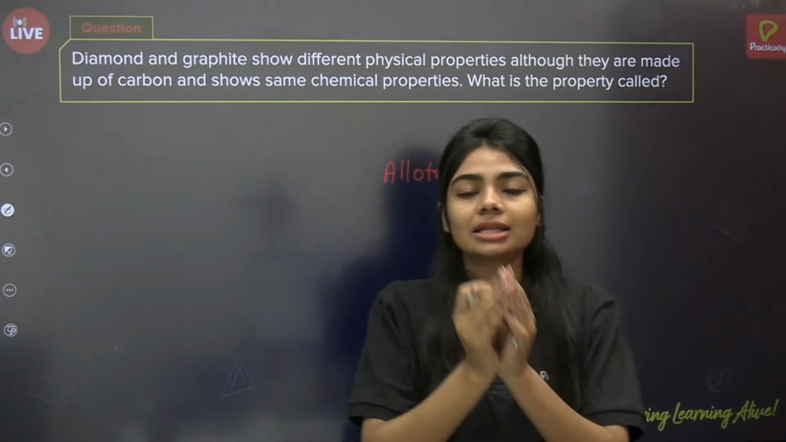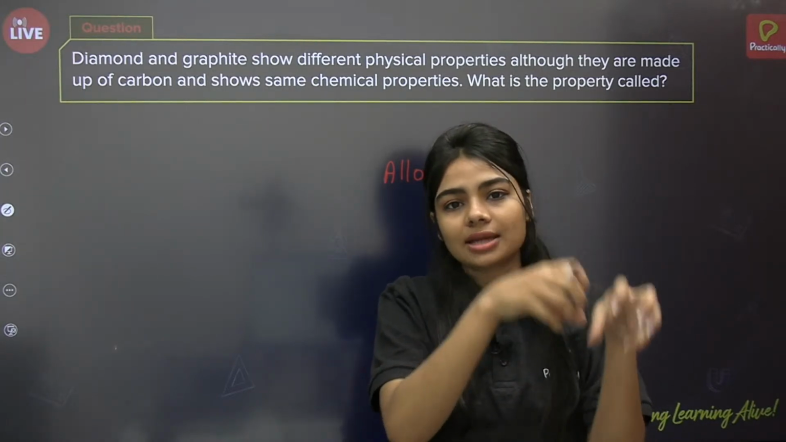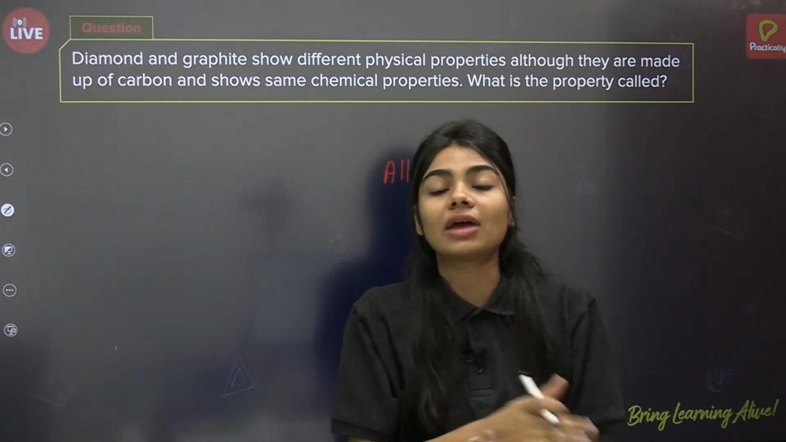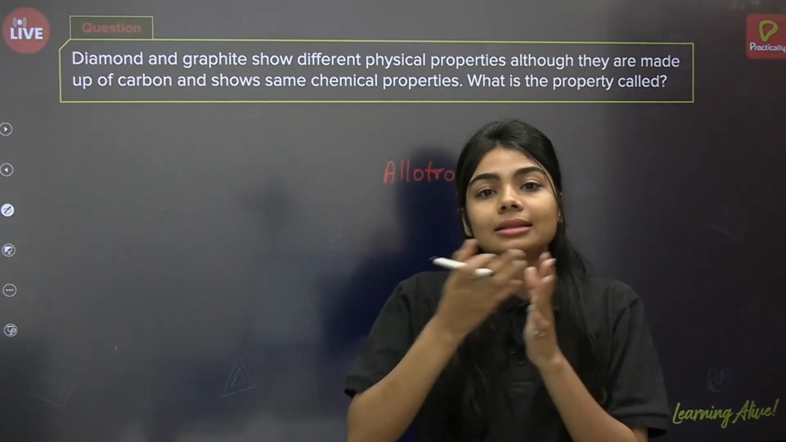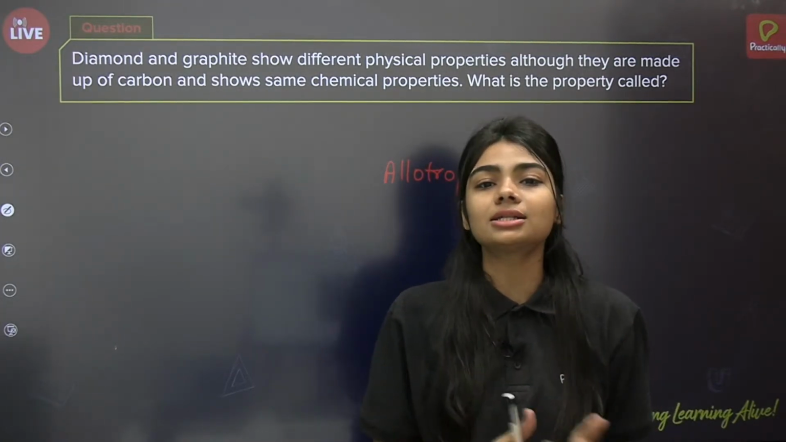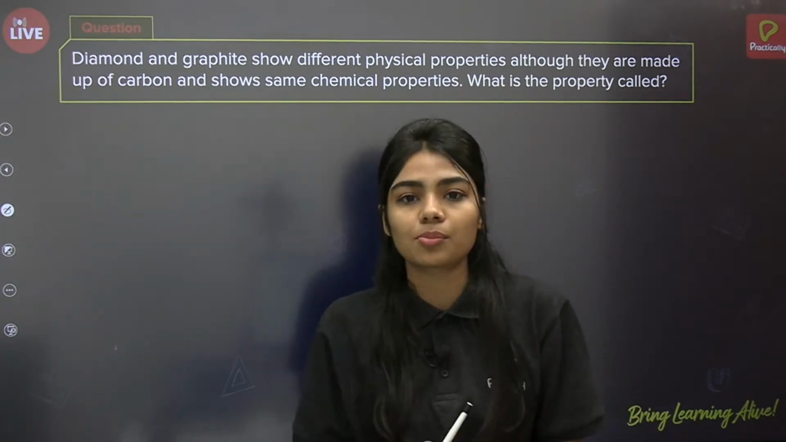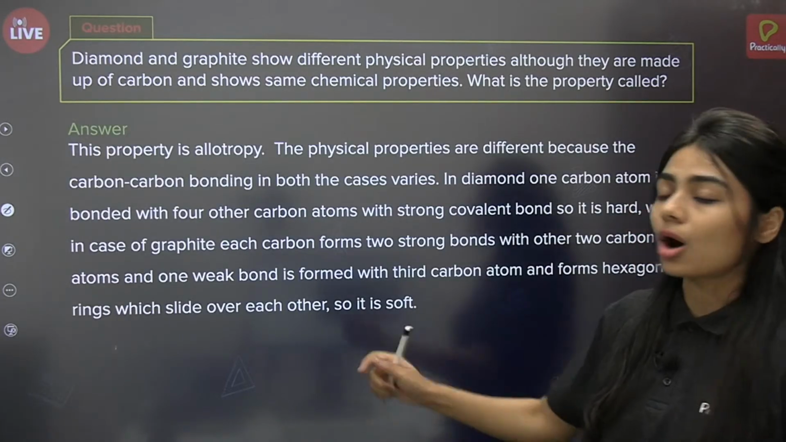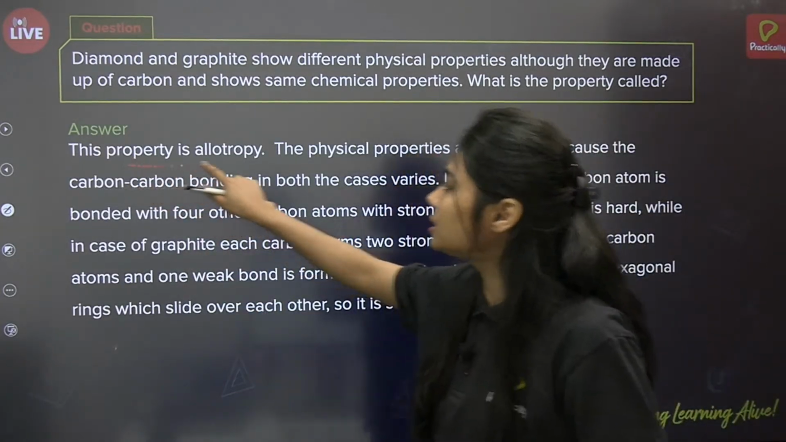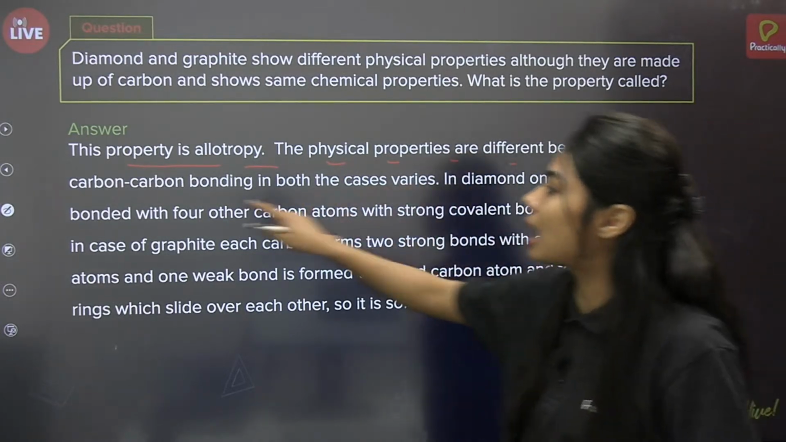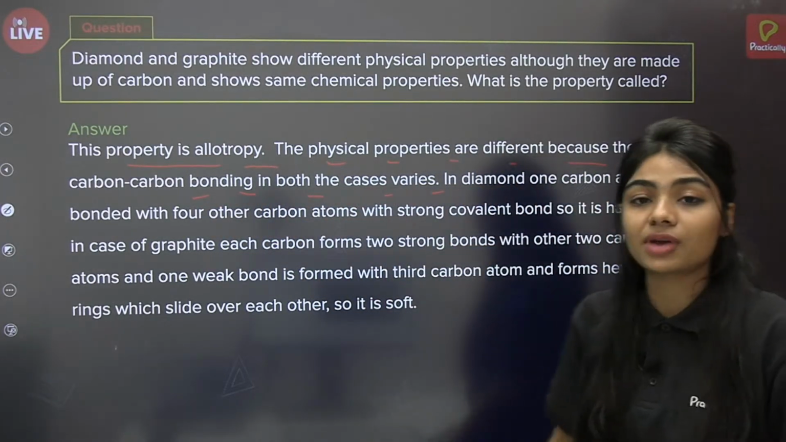Here the element is the same, it is made up of the same kind of element, that is carbon, but their properties are different. As I have already told you, diamond is hard but graphite is soft. So there are different physical properties. Next, let's see how to write this answer. The property is called allotropy. The physical properties are different because the carbon-carbon bonding in both cases varies.